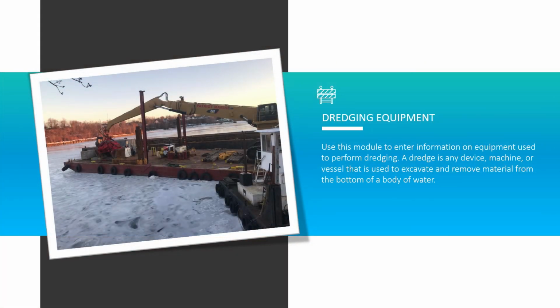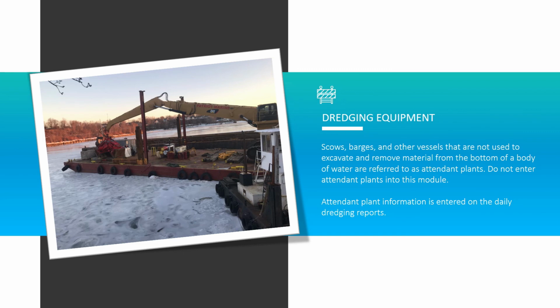Use this module to enter information on equipment used to perform dredging. A dredge is any device, machine, or vessel that is used to excavate and remove material from the bottom of a body of water. Scows, barges, and other vessels that are not used to excavate and remove material from the bottom of a body of water are referred to as attendant plants. Do not enter attendant plants into this module. Section 7.3.14: attendant plant information is entered on the daily dredging reports.